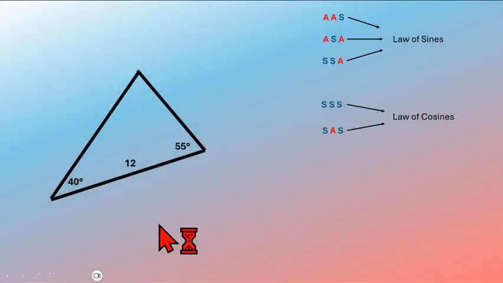This triangle has two angles and one side. That one side is directly in between the two angles, so that makes this an angle-side angle triangle.